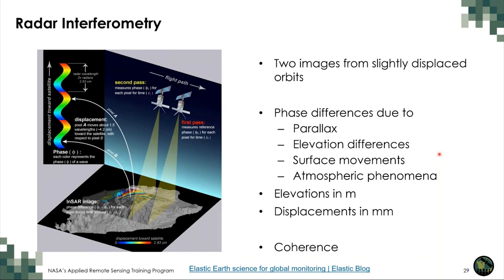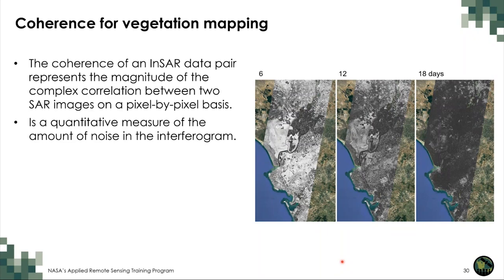But for observing the vegetation, a side product of this interferometric processing is extremely popular or important, and that is the coherence. Coherence is a measure of how well two image pairs correspond to each other. The coherence of an InSAR data pair represents the magnitude of the complex correlation between two images on a pixel by pixel basis, meaning that for each pixel we have a correlation between the images taken a couple of days apart. This is the case of Sentinel-1, where the images are taken 6 days apart, 12 days apart, and 18 days apart. And you can clearly see how the coherence is getting lower and lower.